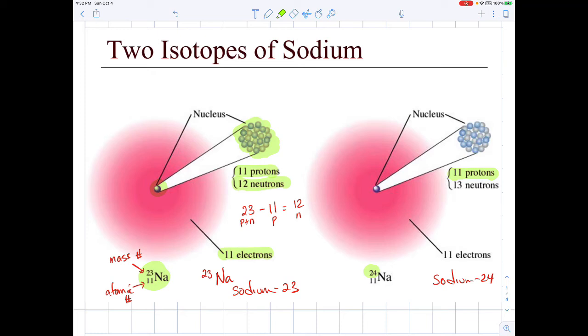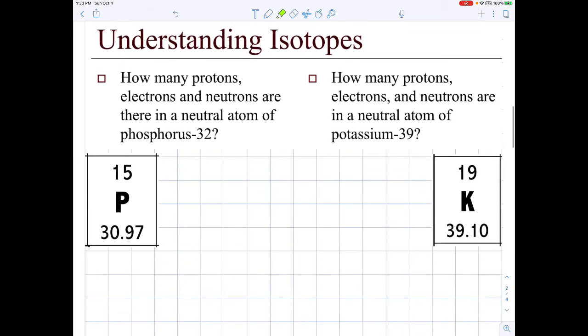Right? So there are still 11 protons because it's sodium. Every atom of sodium has an atomic number of 11. Because the mass number is 24, the number of neutrons must be 13. 13 plus 11 gives me the 24 as the mass number. All right, so these two isotopes of sodium, they each have 11 protons. They each have 11 electrons because they're neutral. But they differ in their numbers of neutrons. Sodium-24 has one extra neutron and therefore is a little bit heavier than sodium-23.